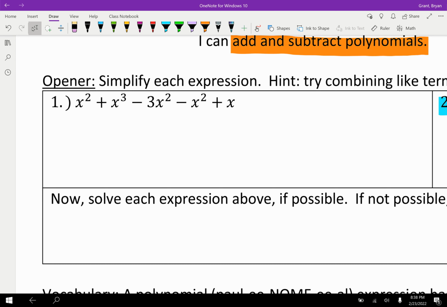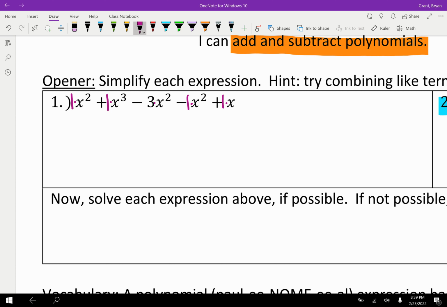So on problem 1, there is an invisible 1 attached to this x squared, a positive 1 attached to this x cubed, a negative 3 attached to the x squared, a negative 1, and a positive 1. So there are 5 coefficients here: 1, 1, negative 3, negative 1, and 1. And a coefficient counts how many of a term there are, which means everything else after the coefficient is the actual term. And in order to combine terms together, everything else after the coefficient has to be the same.